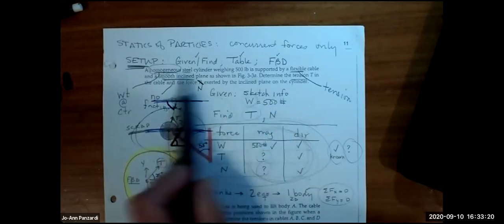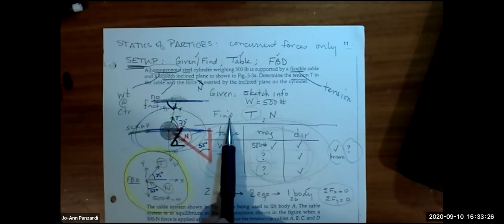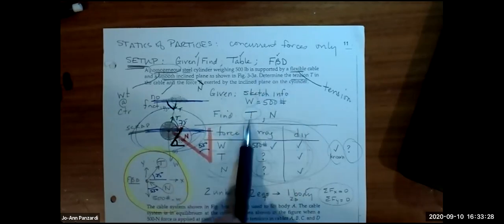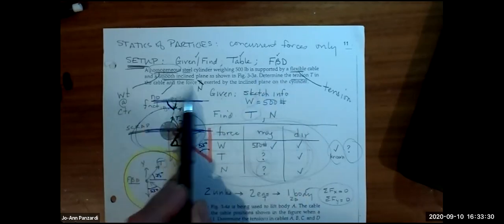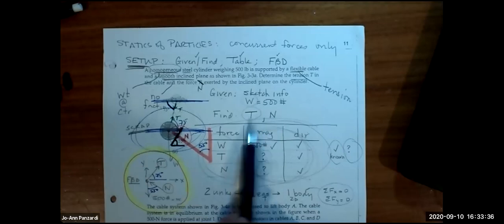Then we learned in here that the cylinder was 500 pounds. And then what did we have to find? The problem asked us to find the tension and find the force exerted by the inclined plane, and we know that's the normal. So we're going to use standard variables for tension and normal, okay?